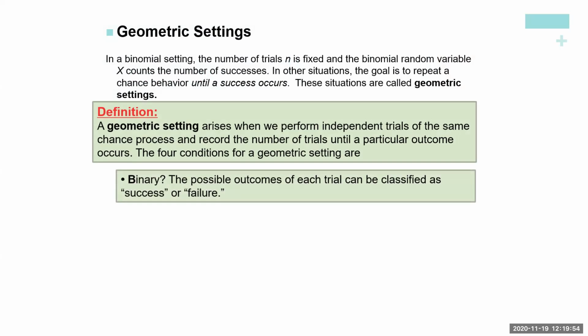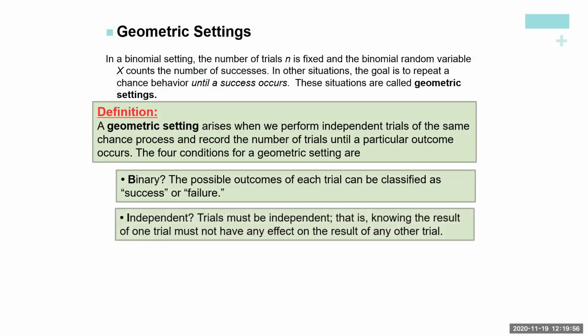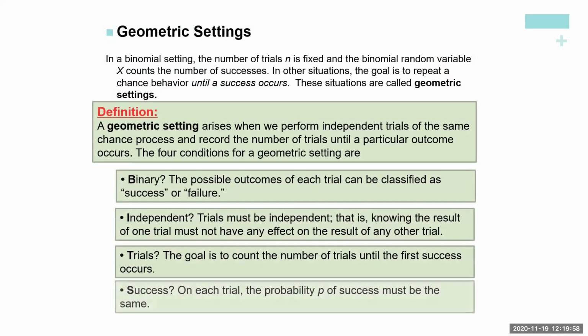So there are a set of conditions that we need to check for this. And this is the BITS. B stands for binary. Again, we still need something called a success and failure. We still need it to be independent. Trials must be independent. That is, knowing the result of one must not have any effect on the result of any other.